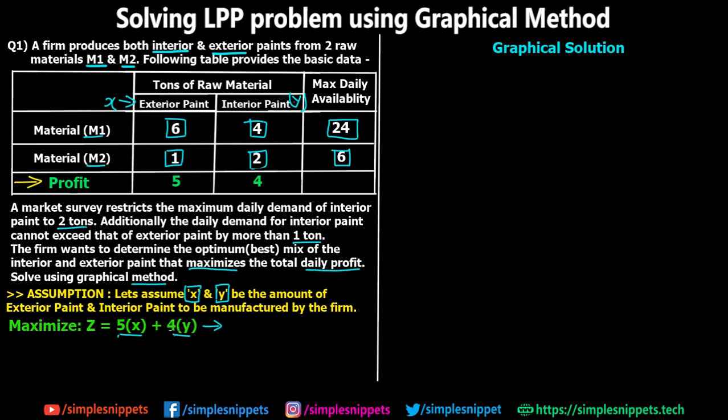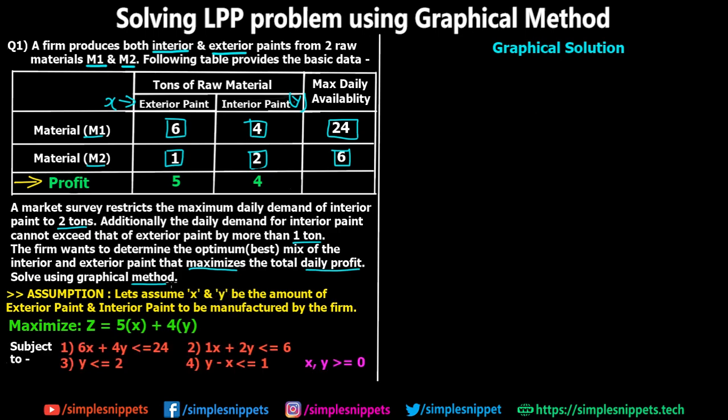And lastly, as I mentioned, we have certain constraints that we read in the word problem. So let's try to denote them in form of inequalities, or also known as algebraic expressions, which have inequalities because they're not exactly equal. They are less than equal to or greater than equal to. So let me just put them out. So these are the constraints. So the first constraint is 6x plus 4y is less than equal to 24.